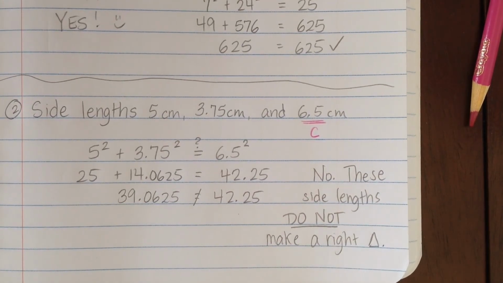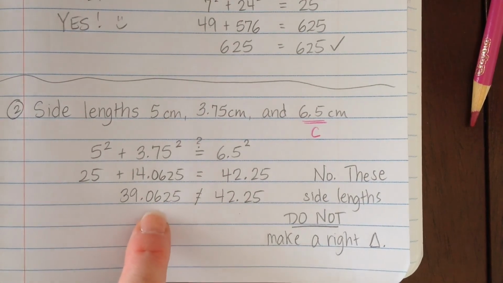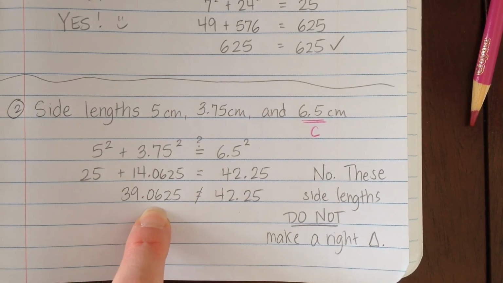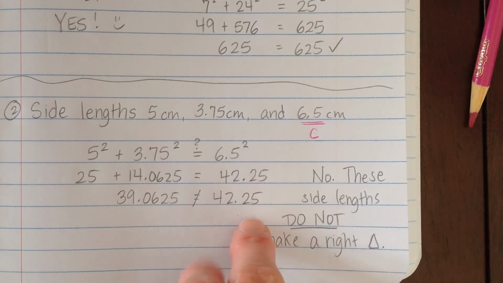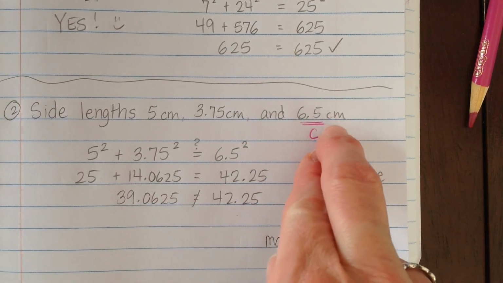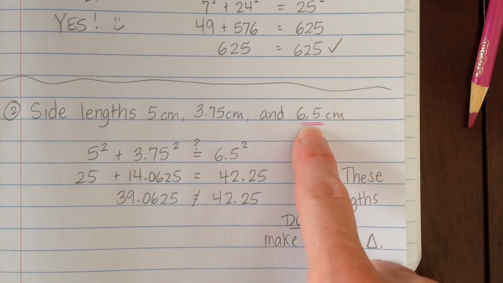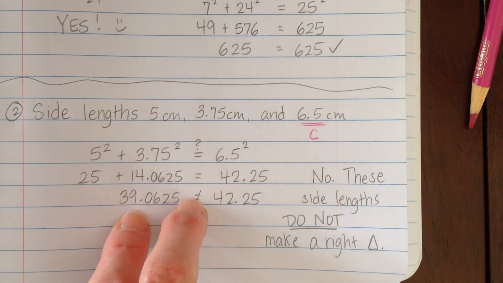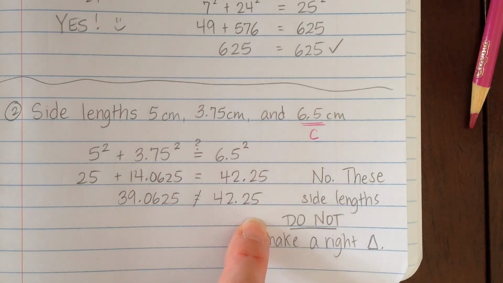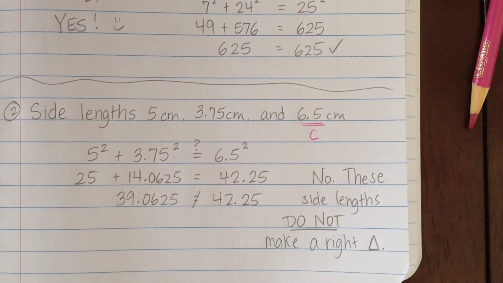All right, and that's basically it. You're just plugging the numbers in and checking it, making sure that a squared plus b squared does in fact equal c squared. The main thing you need to remember here is that the longest side, whatever that biggest number is, is always going to be your c value. The other two, it doesn't matter which is which, just so long as your longest side is your c. All right, good luck guys, you got it.